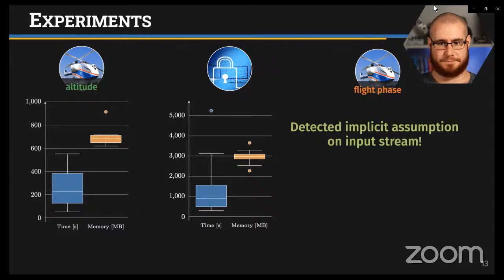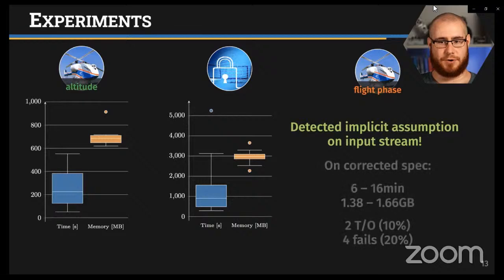So we were able to detect an implicit assumption on the input streams. This was quite amazing. Now we corrected these implicit assumptions and added a check so that we no longer can divide over values that are 0. And for the corrected specification, we tried the verification again, and it worked out. We needed around 6 to 16 minutes and around 1.5 gigabytes of memory.